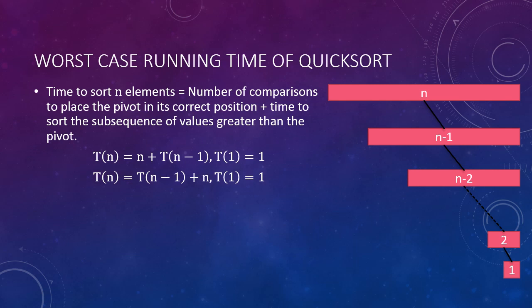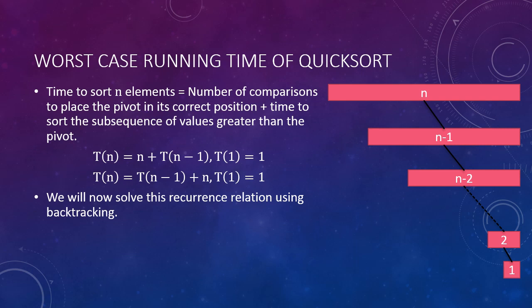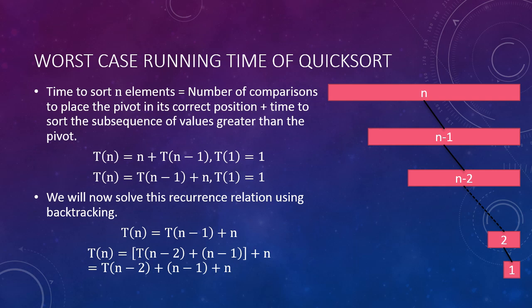Rearrange it and write it this way. T(n) is T(n minus 1) plus n. Again, this is a recurrence relation with base case T(1) equals 1, and we solve it using backtracking. So T(n) is T(n minus 1) plus n. Focus on T(n minus 1). By recursive definition, I can write it like this. T(n minus 1) is T(n minus 2) plus n minus 1. And the equation that I get is T(n minus 2) plus n minus 1 plus n.